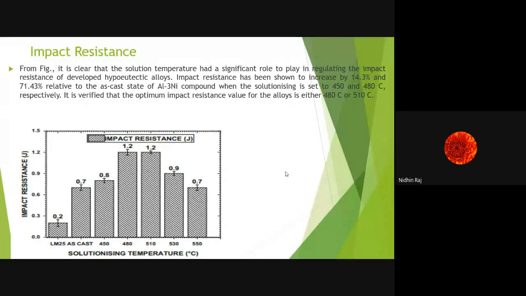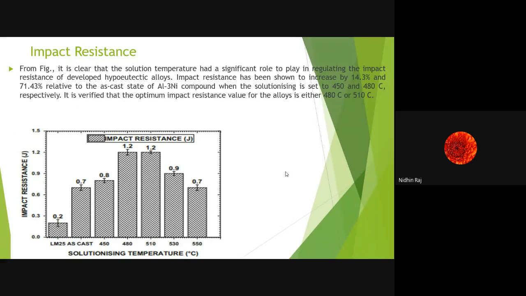Now, from the figure, it is verified that the optimum impact resistance value for the alloy is either 480 or 510 degrees. So that is another finding that we could make out from this. That is, the optimum impact resistance value for the alloy studied, that is aluminum silicon magnesium 3 nickel combination, is actually 480 or 510 degrees Celsius. So that was another finding that we could make here.